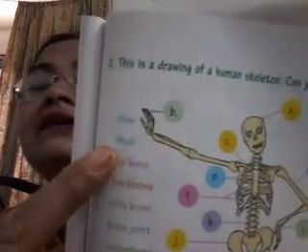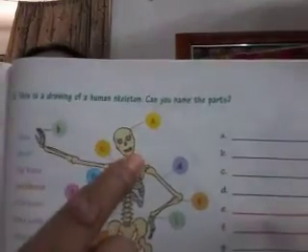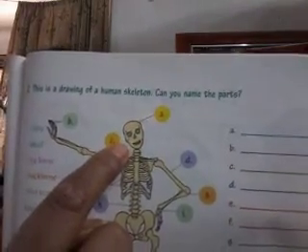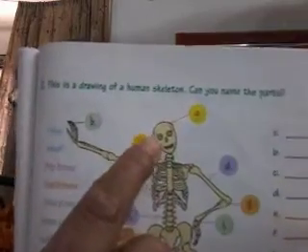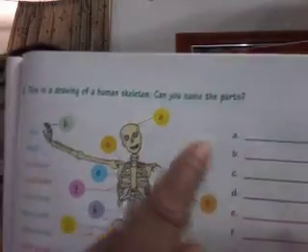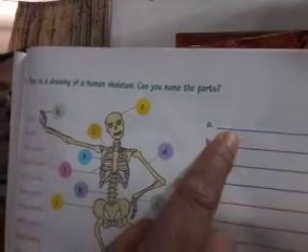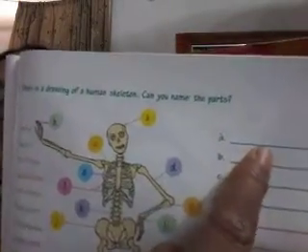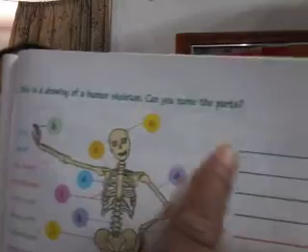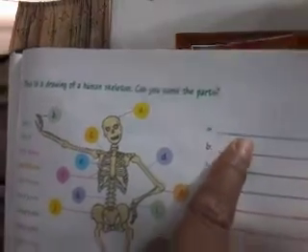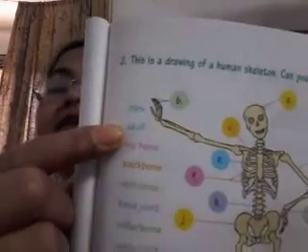So you can see here skull, S-K-U-L-L, skull. The skull protects our head, which means our brain also. So beside A you have to write skull. Which part is shown by A? That is the skull. So you will write skull here, and you will find the spelling here. Clear? The same way you have to write the rest up to number N.